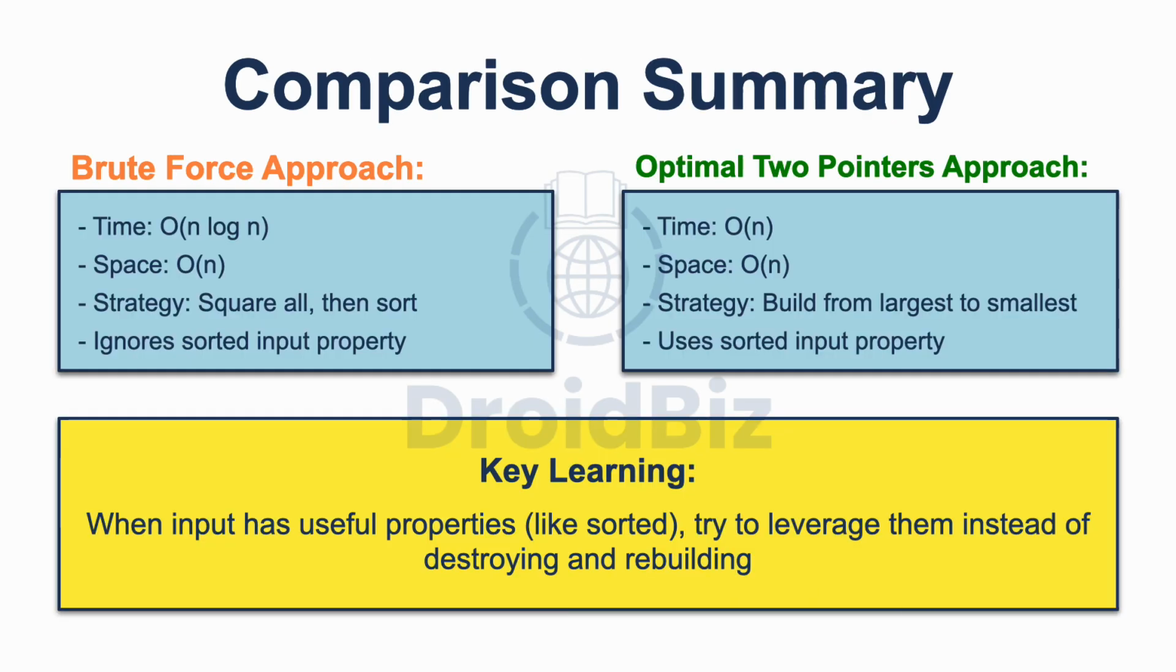Let's compare both approaches. The brute force approach has time complexity big O of n log n and space complexity big O of n. The strategy is to square all elements and then sort. This approach ignores the sorted input property. The optimal 2 pointers approach has time complexity big O of n and space complexity big O of n. The strategy is to build the result from largest to smallest. This approach uses the sorted input property. Here's the key learning. When input has useful properties like being sorted, try to leverage them instead of destroying and rebuilding. This can significantly improve your solution's efficiency.